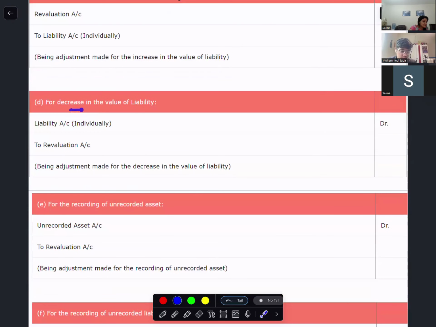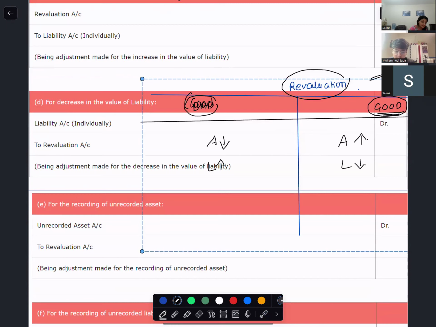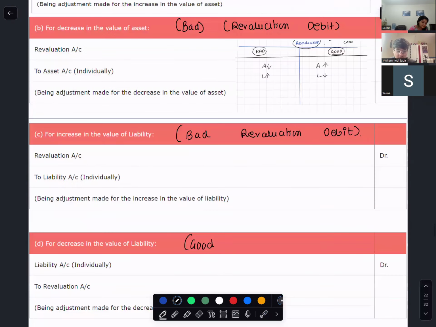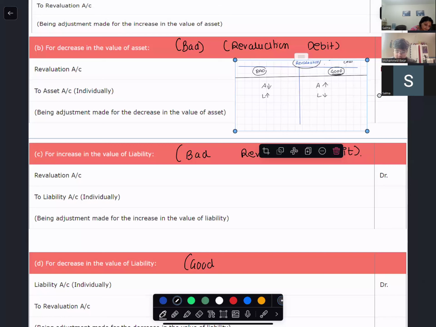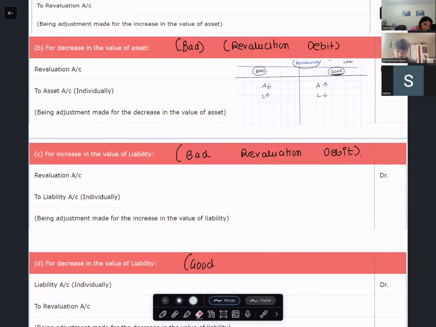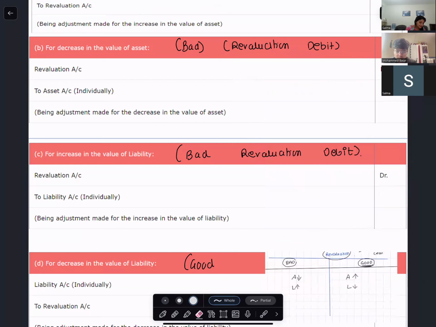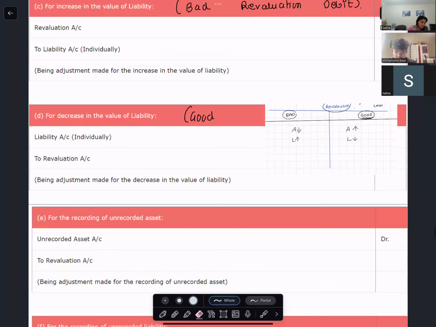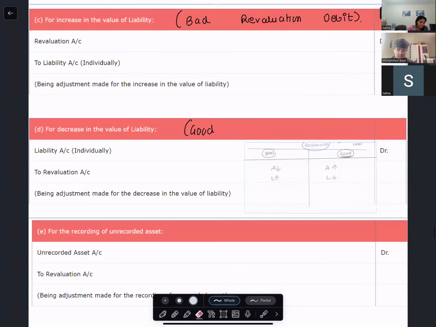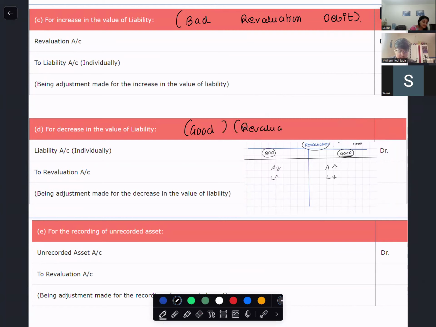If there is a decrease in the value of your liability, it's a good thing. So the revaluation account will be credited, not liability. Revaluation account credit to liability account debit. So any good thing, revaluation account credit. Any bad thing, revaluation account debit. So it is a good thing, so the revaluation account will be credited.